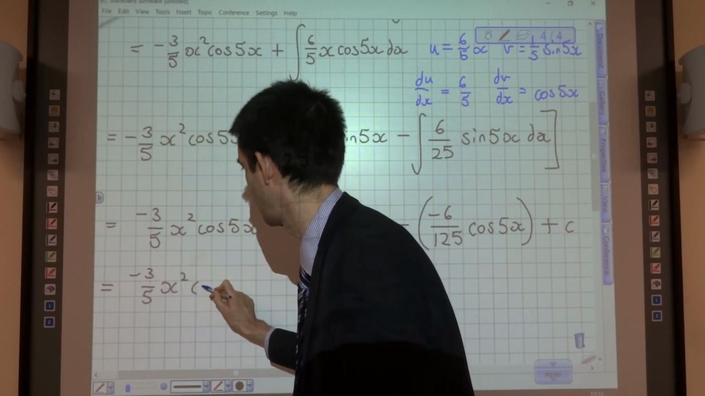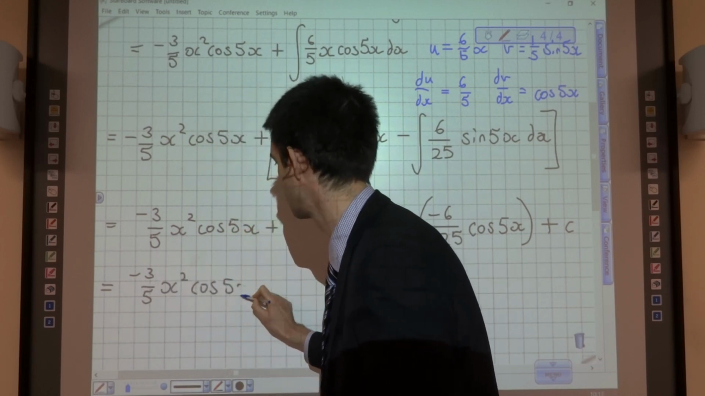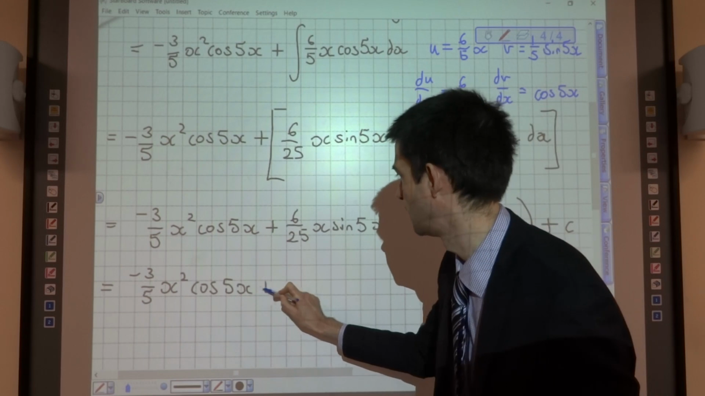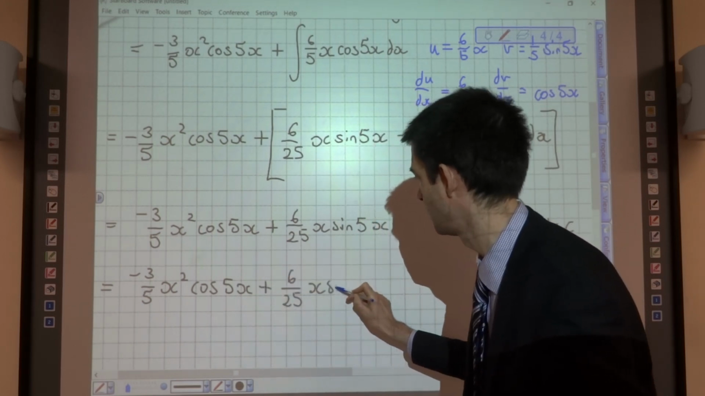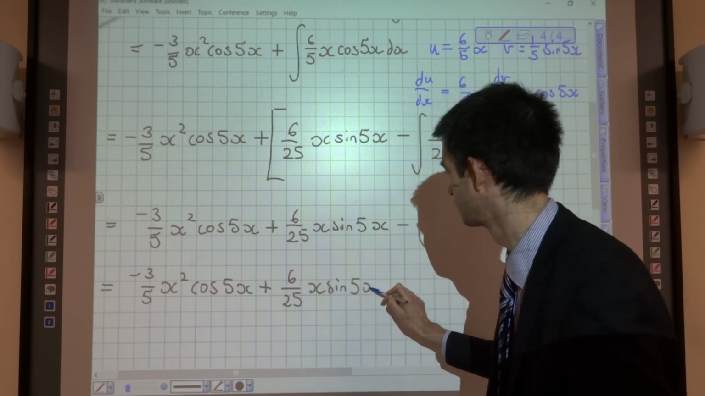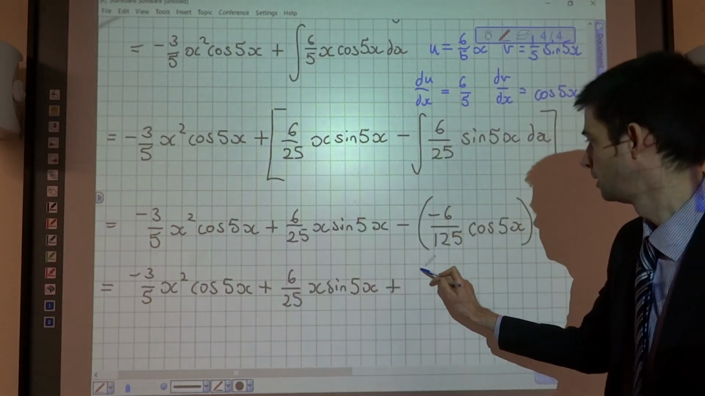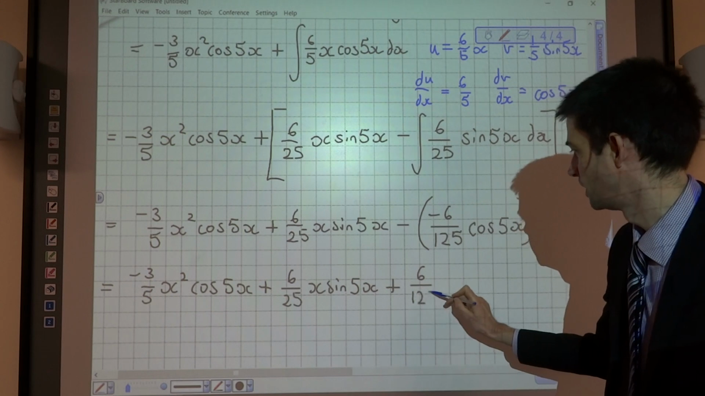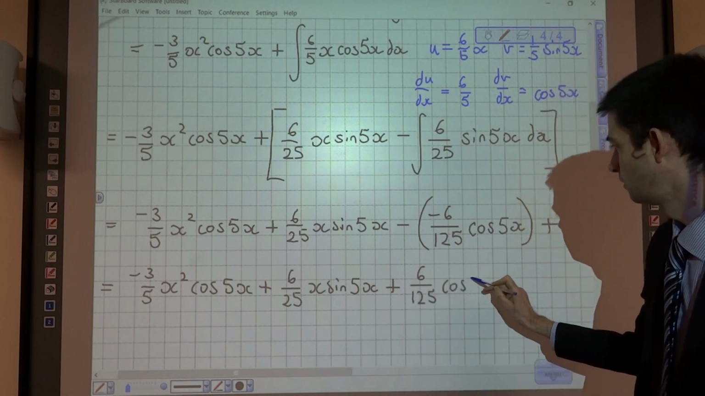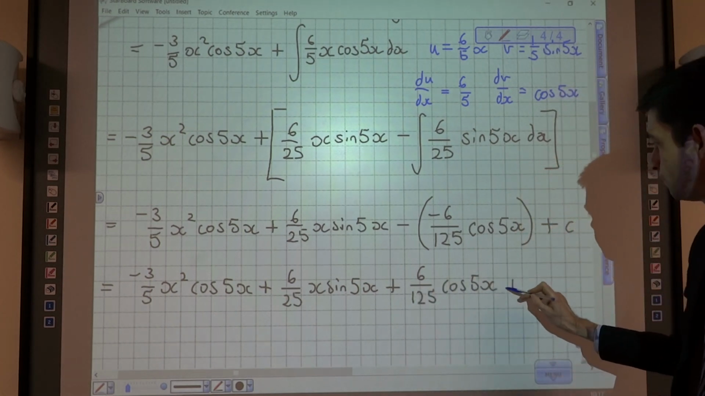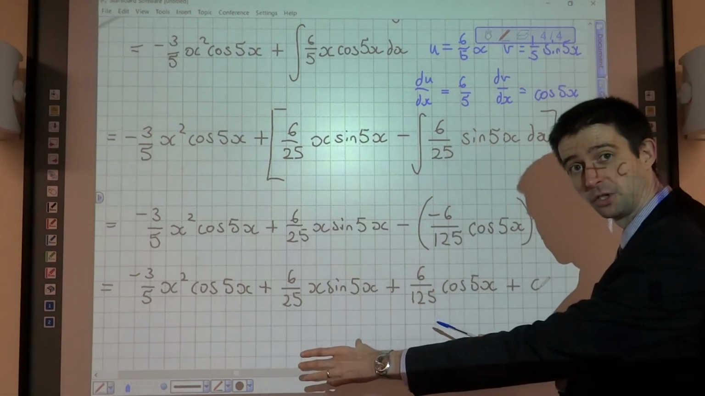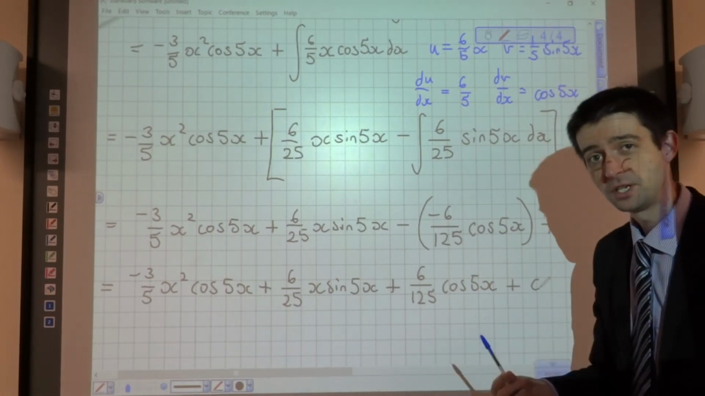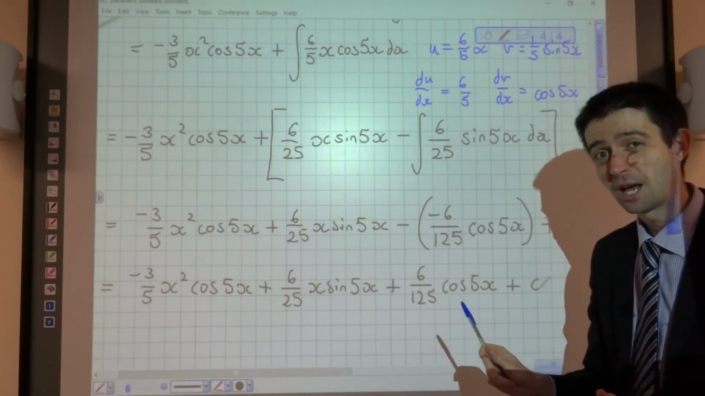negative 3/5 x squared cos 5x plus 6 over 25 x sine 5x plus 6 over 125 cos 5x plus c. Is that what you got? Coefficients correct? Remember the plus c? If you did, great.